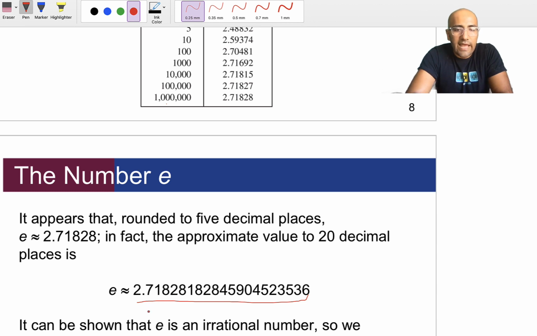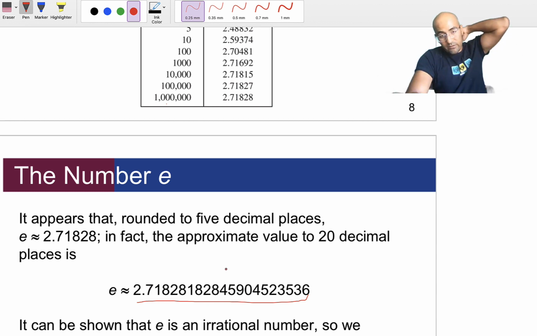So this one is accurate to 1, 2, 3, 4, 5, 6, 7, 8, 9, 10, 11, 12, 13, 14, 15, 16, 17, 18, 19, 20, right? This is accurate to 20 decimal places. The current winner, who's been the most accurate, I think they're in the 50 billion decimals area. I could be wrong, but yeah, Google it.